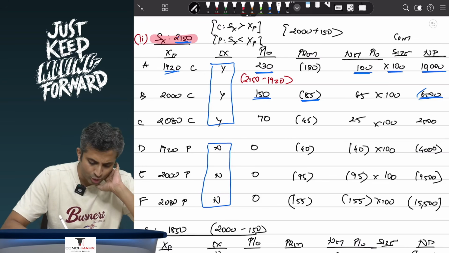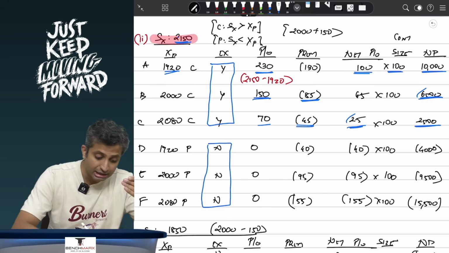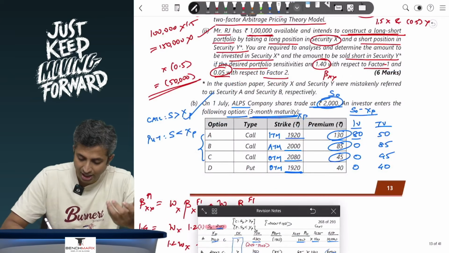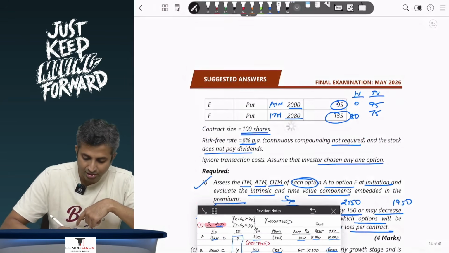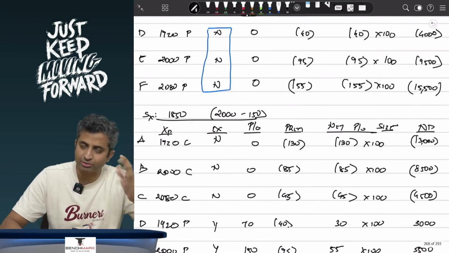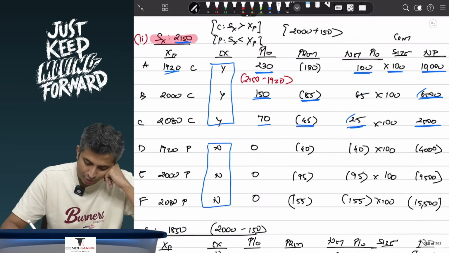Okay, and then when you look at the third case, there is a payoff of 70 minus a premium of 45, so this is 25 and this is 2500. In case of a put, the payoff is 0 everywhere, and as a result over here this is 40, 95 and 155. You will multiply this by 100 because this is per share and every lot has 100 shares, and that is it. You'll have your losses of 4000, 9500 and 15500.